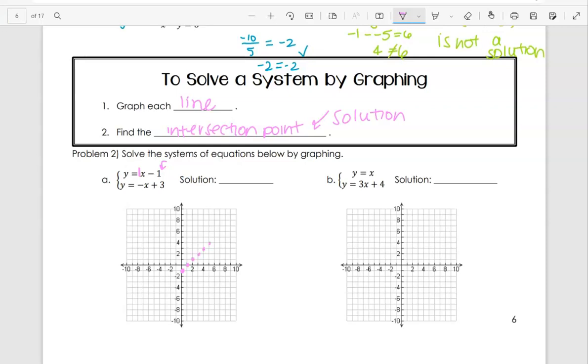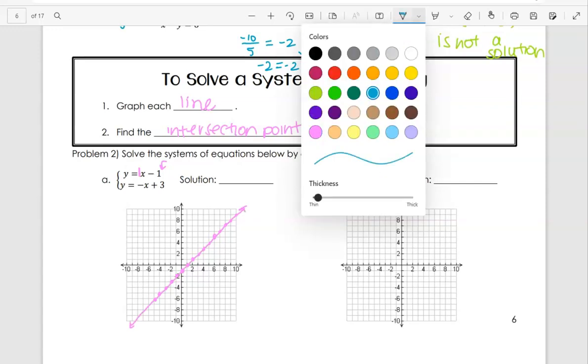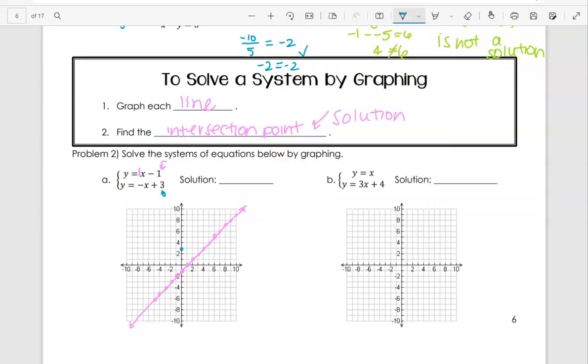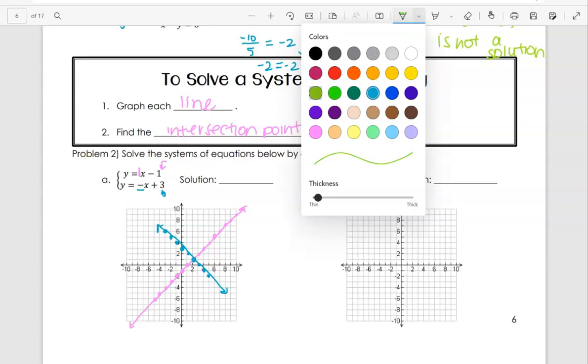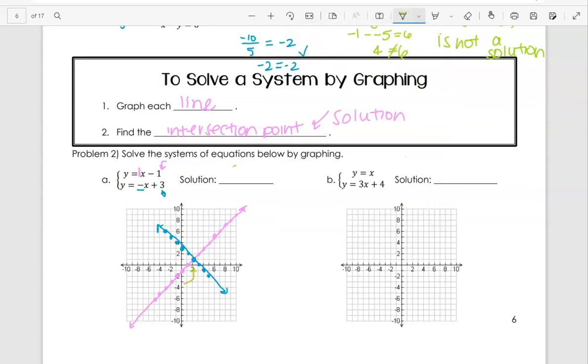And I'm just going to do a bunch of these points because one of these points is my solution. Okay, that's that first one. Now let's draw the other one. My y-intercept is 3. And my slope is a negative 1. So I'm going to rise 1, run 1. Now I can keep going right here. But notice where are these going to intersect down here. So I'm going to go down 1, over 1, down 1, over 1, down 1, over 1, and so on. And you can see the exact point they intersect. Okay, the exact point they intersect is right there. My solution is 2, comma 1.